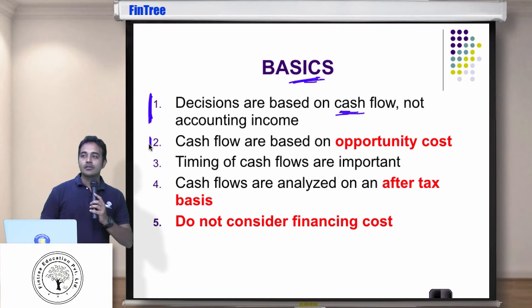Second, opportunity cost. What do you think? People around the pillar. Other opportunity is there. Okay, anyone else?